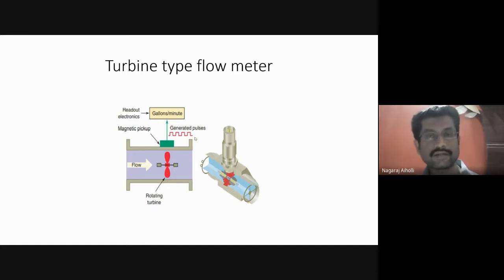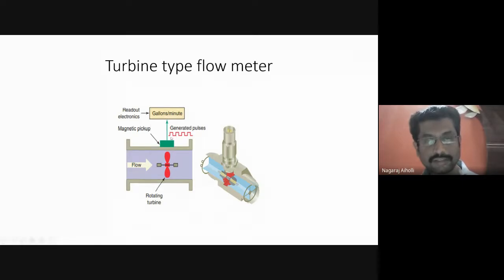This law is called what? Does anybody remember the name of this law? Can you recollect? It is called Faraday's law of electromagnetic induction. Based on this principle, the voltage is generated here and the pulses are generated.